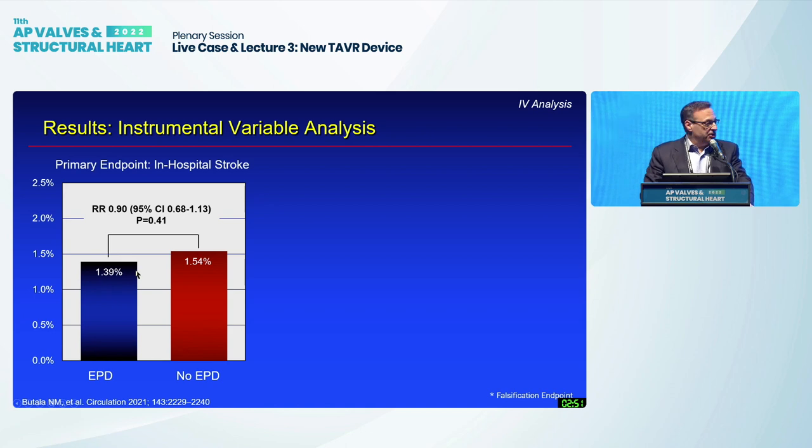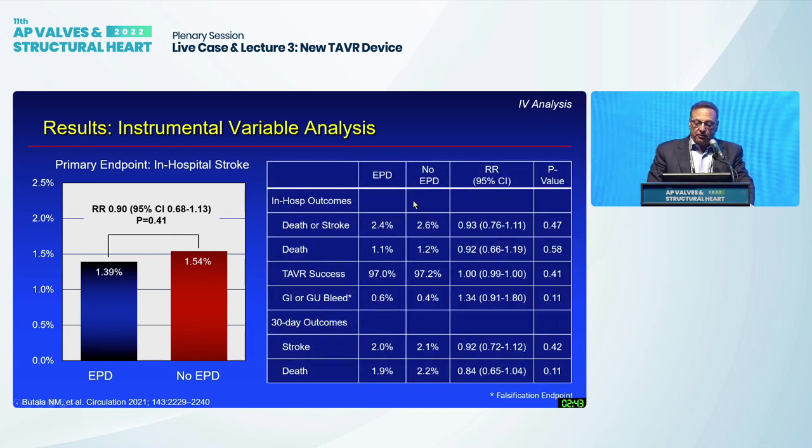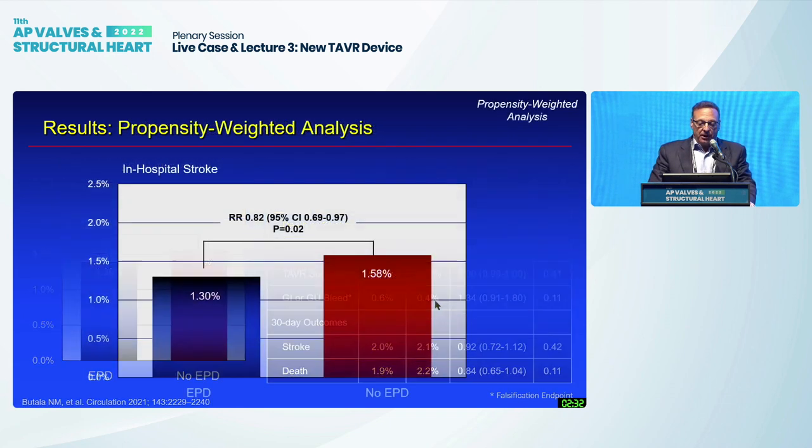And you can see there was a trend towards a reduction in hospital stroke, about a 10% relative reduction, but it wasn't at all statistically significant. And when we look across all of the other outcomes, death or stroke, anything else, looking at it at 30 days, we saw no significant differences in stroke, regardless of how we looked at it in the instrumental variable analysis.